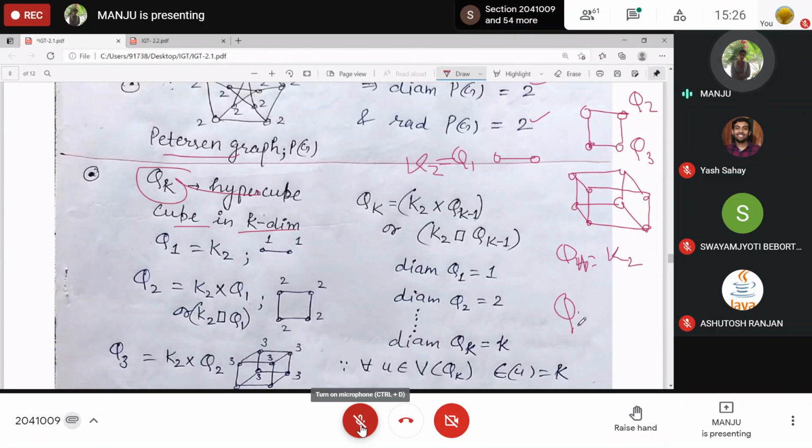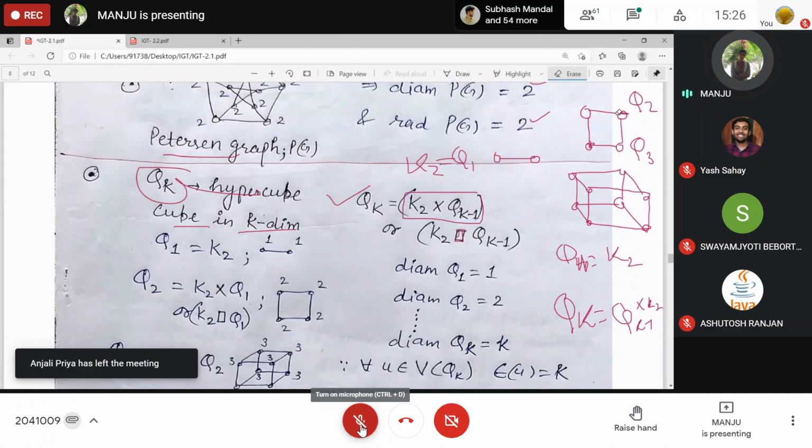We can find Qk by using the last Q, Qk minus 1 multiplied with K2. That is this one. This one is K2 multiplied with the cube in K minus 1 dimension, or the other way around. Anything you can write. And this multiplication is also written as this one.